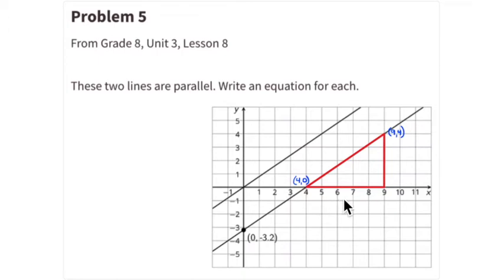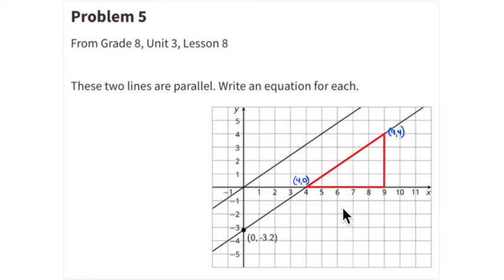In this case, you can just count the lengths of each. So this is 1, 2, 3, 4 units. And along the x-axis, this is 1, 2, 3, 4, 5 units. So that comparison is 4/5. So for every 5 units along the x-axis, this line goes up 4 units along the y-axis.